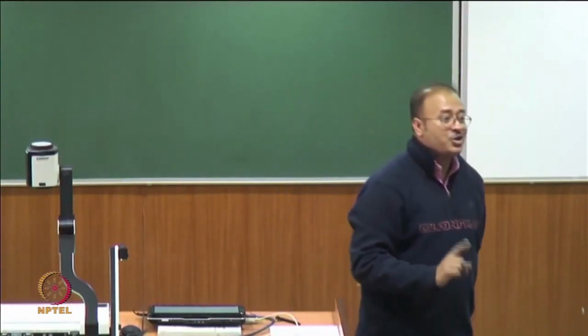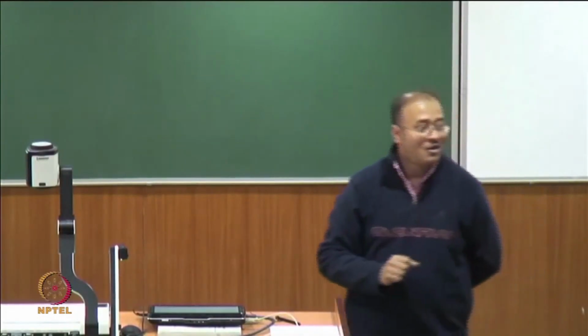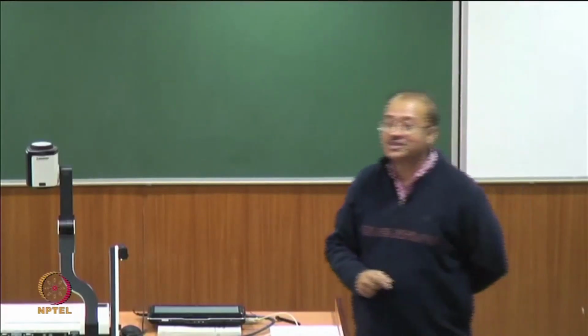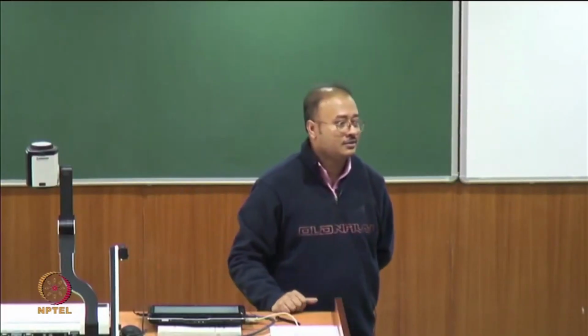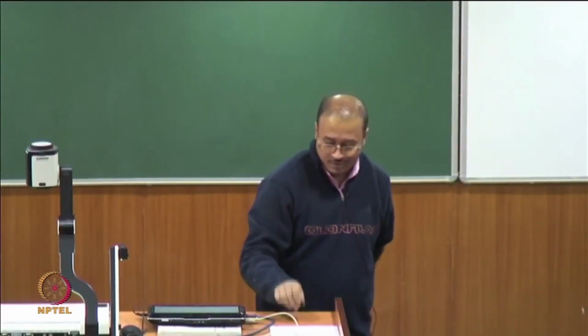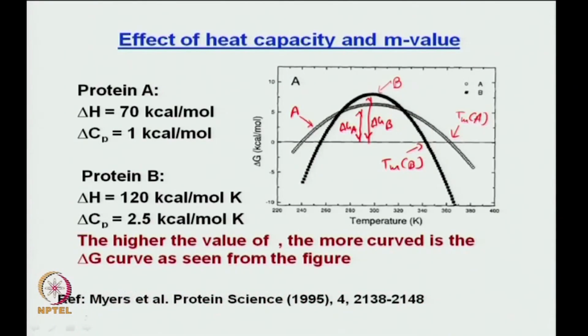But you come down to the room temperature, the normal temperature, the ambient temperature, what do you see? Which one has more conformational stability? B has. Okay. So, just let me move on. These are written in the slide. So, one thing is the higher value of, actually this one should be writing delta Cp, the more curved is delta G as seen from the figure. Okay.